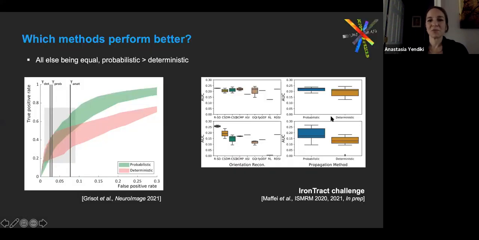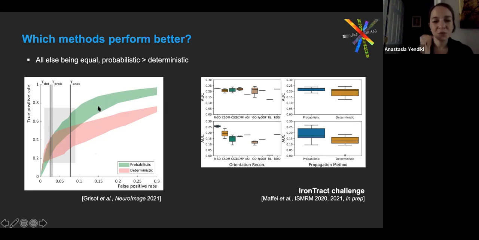So which methods perform better? This is both from our own studies that were published in an article in Neuroimage this year, as well as from the IronTrack Challenge, where we opened up to the community using the same data. Overall, we find that all else being equal, probabilistic tractography has better accuracy than deterministic in terms of the true positive rate at the same false positive rate.